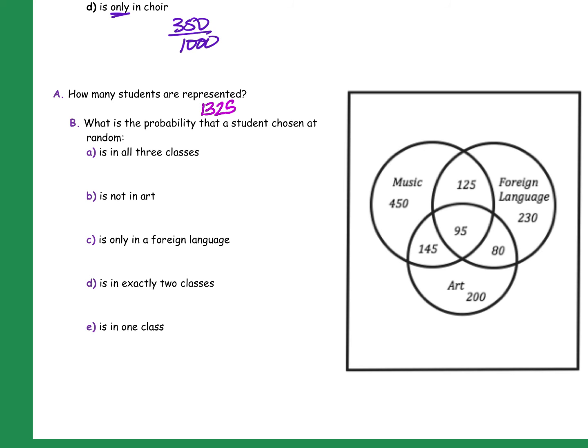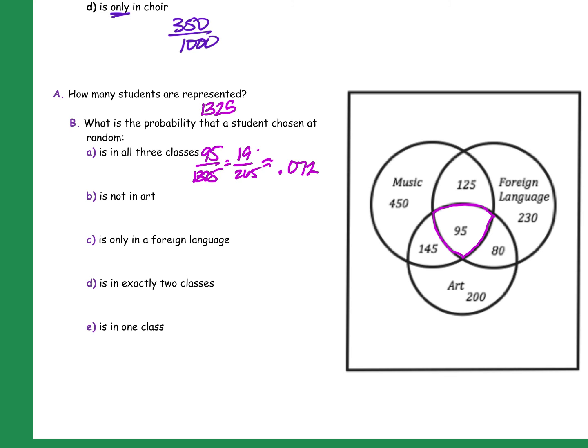What's the probability a student chosen at random is in all 3 classes? Well, how many are in all 3 classes? 95. Good. If I look at the inside, where do all 3 circles overlap? This one right here. 95. So that's 95 out of 1325, which simplifies to 19 out of 265. If you don't get that part done, just put it as a decimal, which is 0.072. Okay?